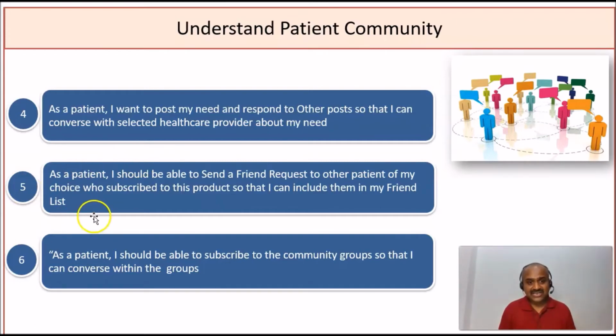Similarly, the next feature is, as a patient, I should be able to send a friend request to other patients of my choice who subscribe to this product so that I can include them in my friend list. In healthcare, one direction is what doctors are telling me. The other direction is the patient community, how people of my same category are exchanging their views. Is there a solution that I can perceive from their conversations? So basically, I should have the ability to join multiple groups of my choice.